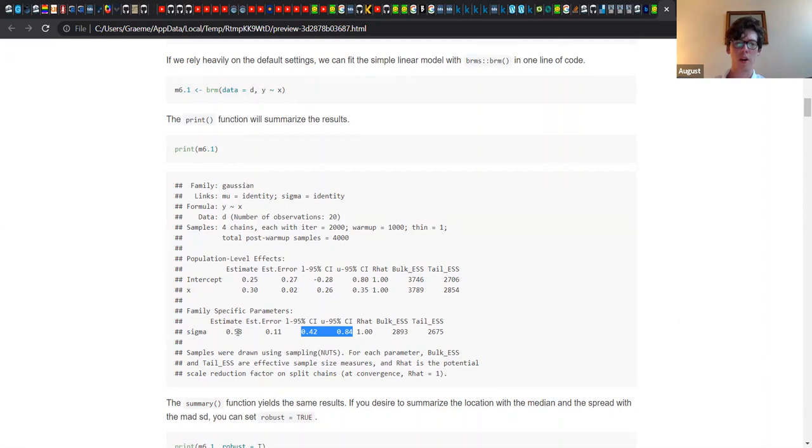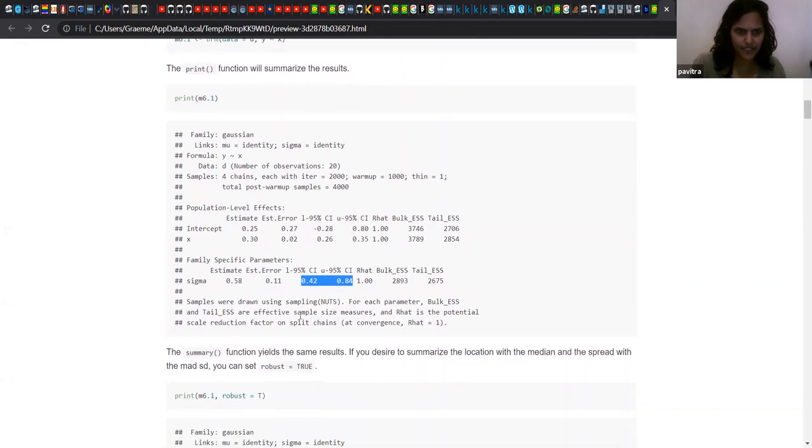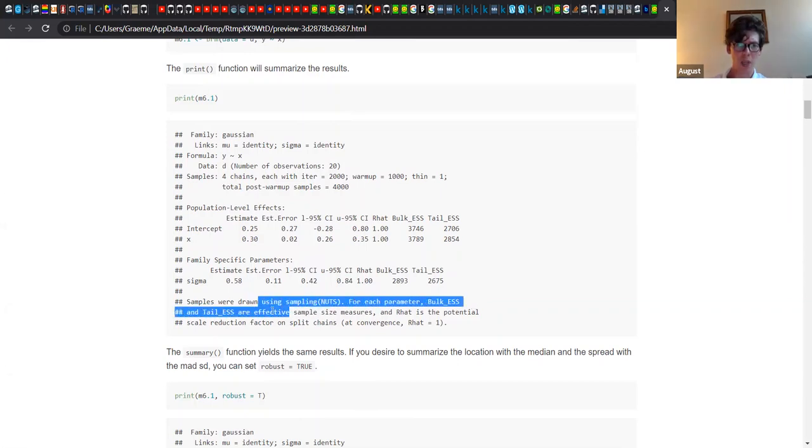The true number is 0.5. Yeah, and it falls well within it. Samples were drawn using... that's the bulk ESS, the effective sample size measures.